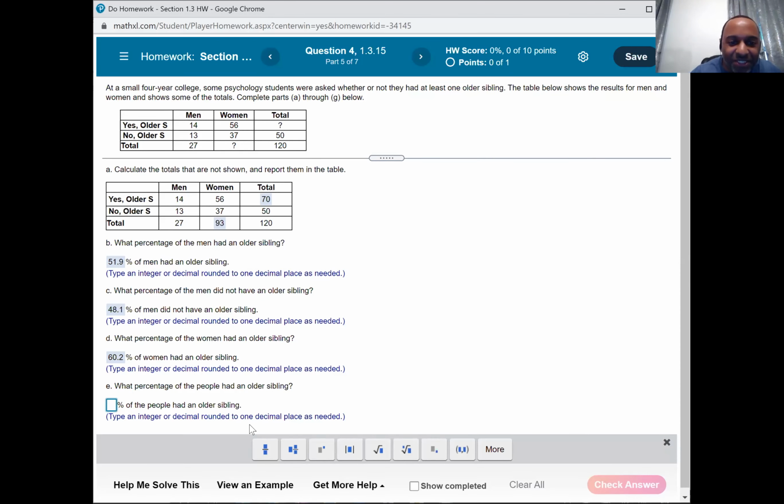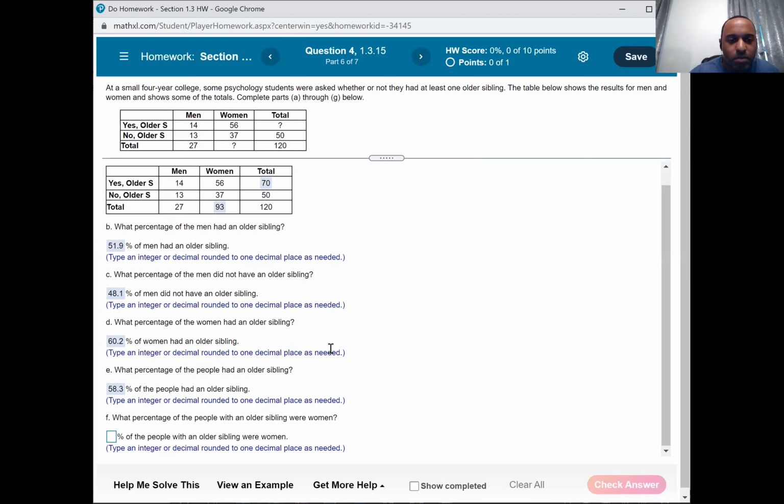So what percentage? Oh, okay. I went the wrong way. So what percentage of people had an older sibling? So that's going to be 70. Now we're talking about in total. So 70 over 120. So that'd be 58.3.